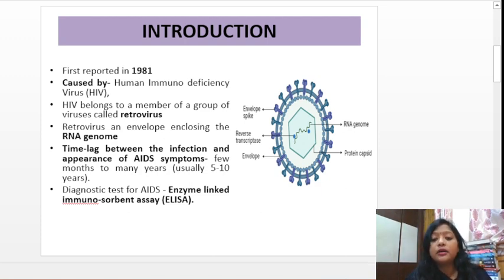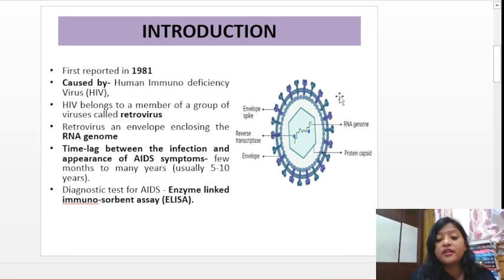You can see on the right hand side, I have given a diagram out here. In the inner part you can see there's an RNA genome, and an enzyme known as reverse transcriptase, which helps in reverse transcription. That means from RNA to DNA. Normally what happens is DNA to mRNA transcription. Here it is the opposite, from RNA to DNA with the help of enzyme known as reverse transcriptase.